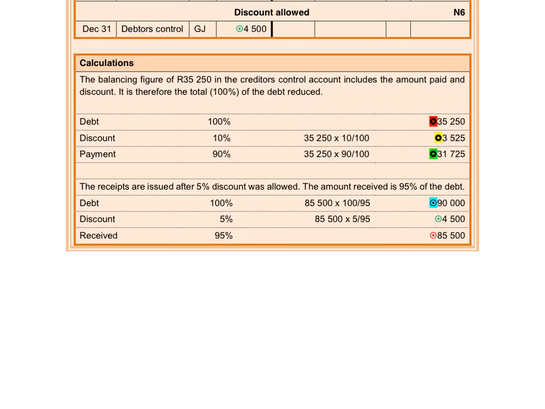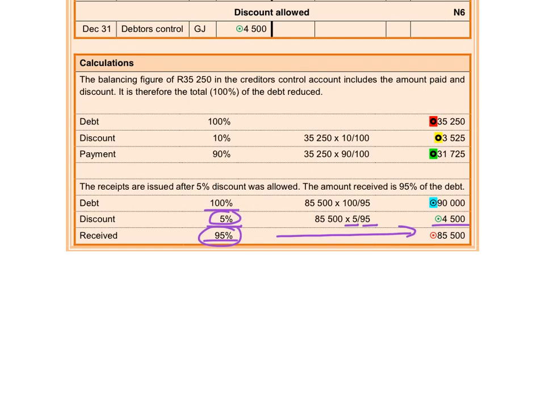The total debt is 100%, discount allowed is 5%, the amount received is 95%. The amount received was given as 85,500. If we want to calculate the discount, the percentage that we want, 5, divided by the percentage that we know, 95, times the 85,500, and that will give us 4,500 Rand discount.